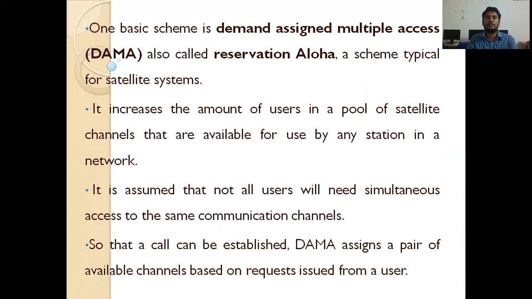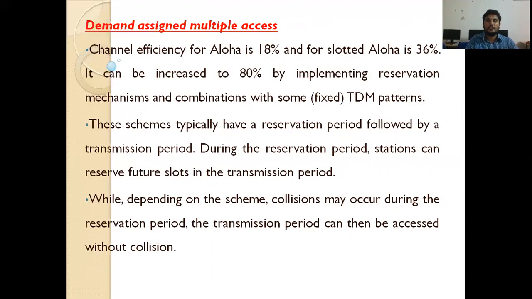Here in reservation Aloha, certain time slots are allocated for the senders. Sender A has been allocated some time period, sender B has been allocated some time period, and sender C has been allocated some time period. They have to transmit the data packets in that particular time period only. It increases the efficiency rate to 80%. Classical Aloha has only 18%, slotted Aloha 36%, but reservation Aloha has an 80% rate.